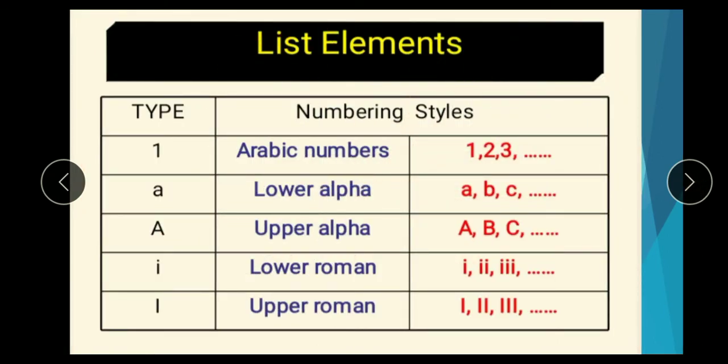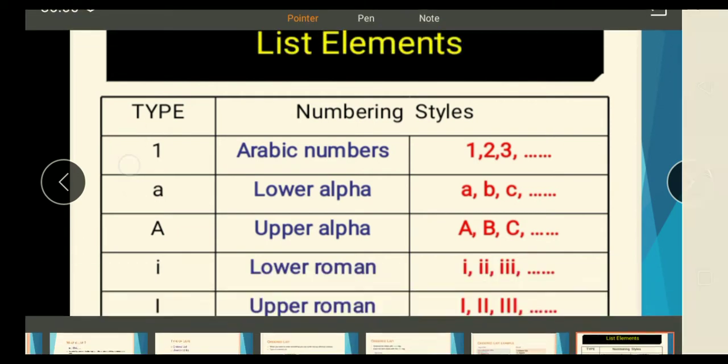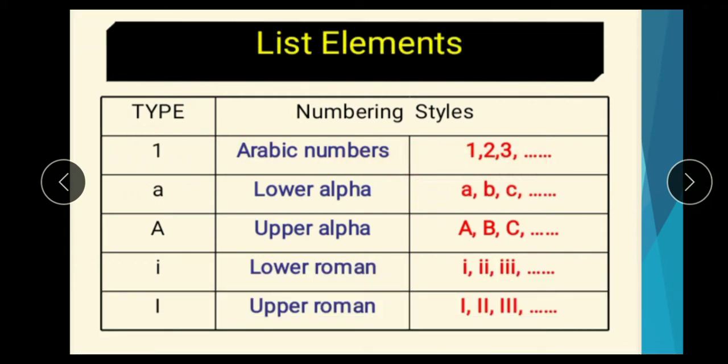Your list elements. You can make your list like this. Type 1, Arabic 1, 2, 3. Small a, lower alpha a, b, c. Capital A, upper alpha A, B, C. Small i, lower Roman i, ii, iii. Capital I, upper Roman I, II, III. You can prepare your list like this.